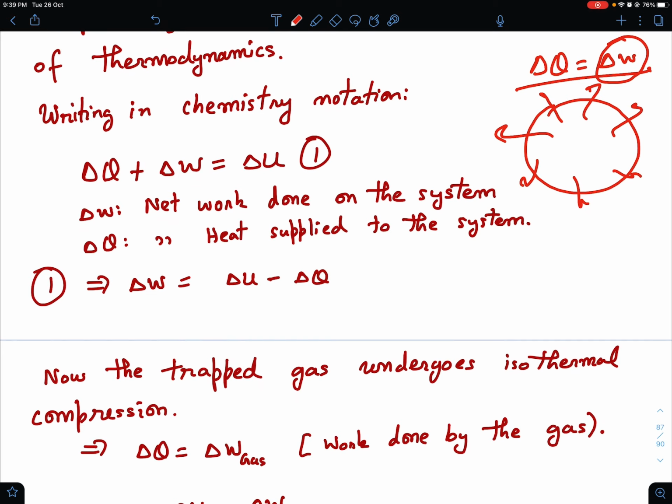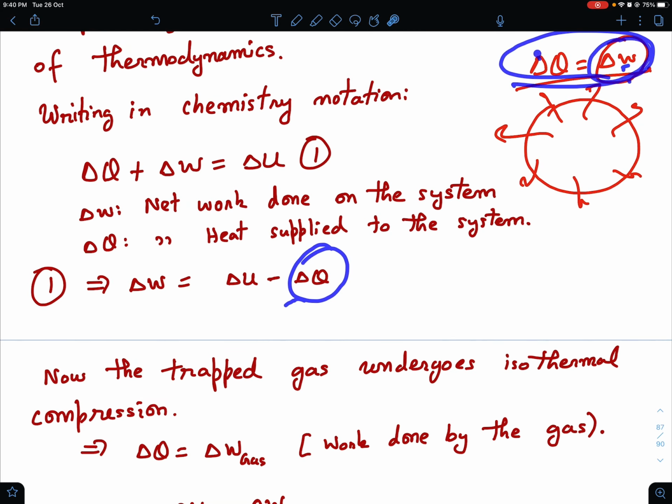So I can say that therefore this delta W, that is the net work done on the system of the gas plus membrane, is equal to the change in internal energy of the membrane, because the change in internal energy of the gas is anyway 0, it's an isothermal process, and minus the work done by the gas, right? This now becomes work done by the gas.